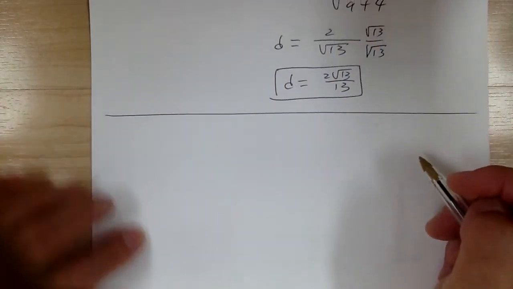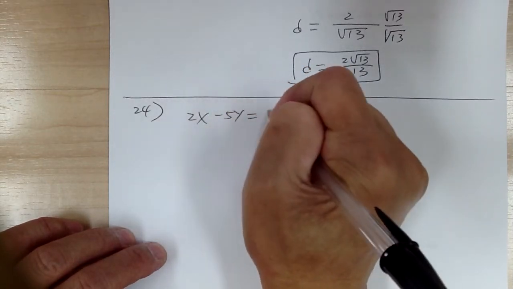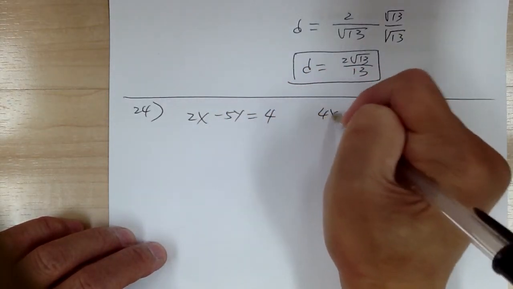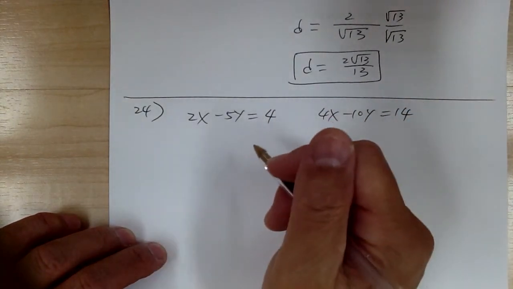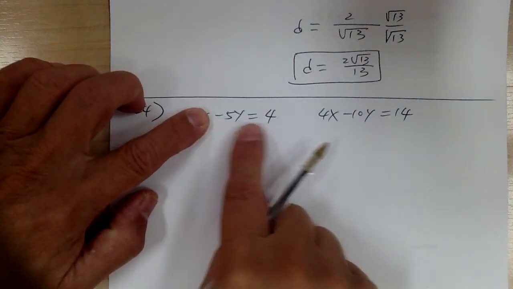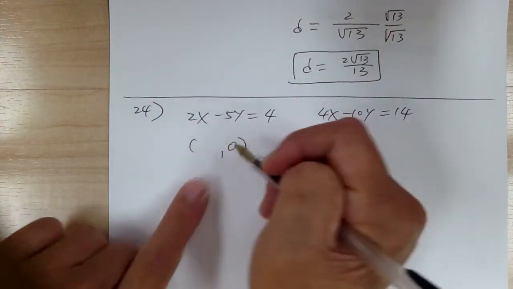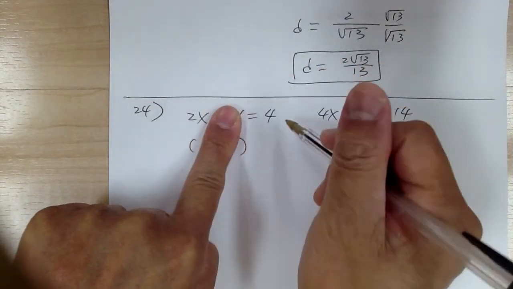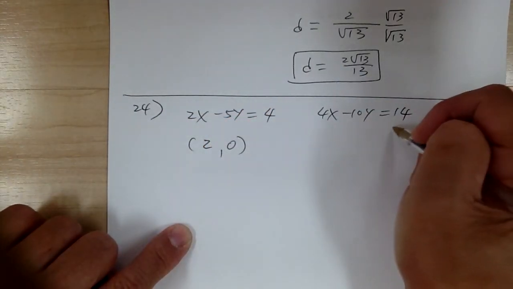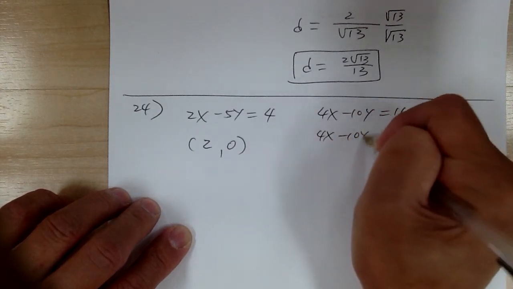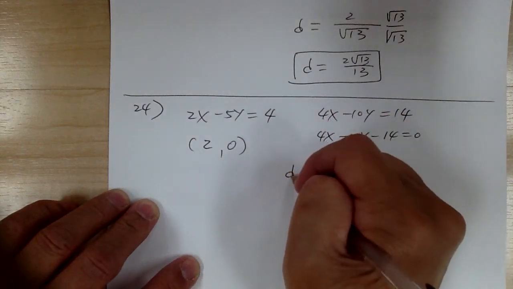Okay, let's go to number 24. You have 2x - 5y = 4 and you have 4x - 10y = 14. So again, you want to choose a nice point. If you let x equal to 0, you're going to get a bad number, so you don't want to do that. So you want to let y equal to 0, so that this is gone, so you can get a nice point. So from here you can see that x equal to 2. Now for over here, I'm going to minus the 14, so get it in the general form. I move this over.